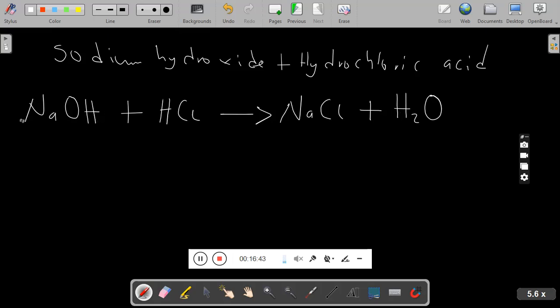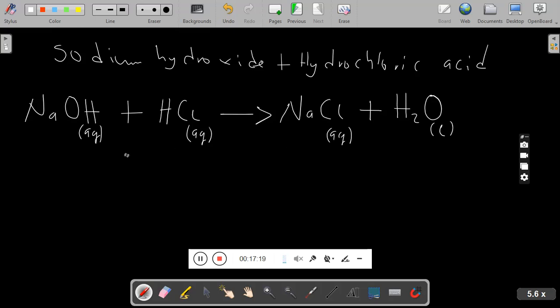So for hydroxides, according to the rules of solubility I gave you, it is aqueous because it is a hydroxide of sodium. Hydrochloric acid, being an acid, is aqueous. Sodium chloride is aqueous. Follow the rules of solubility, please. Don't get surprised how I'm putting this aqueous. And water is a liquid. Follow the rules of solubility in the previous lesson on solubilities. So we have installed the state symbols.